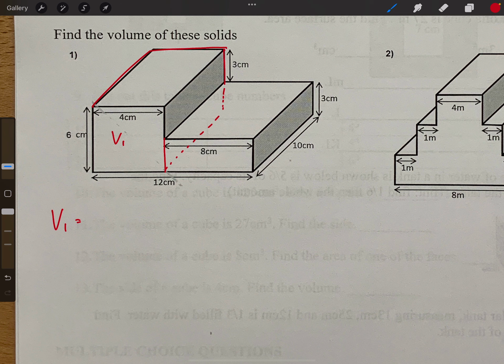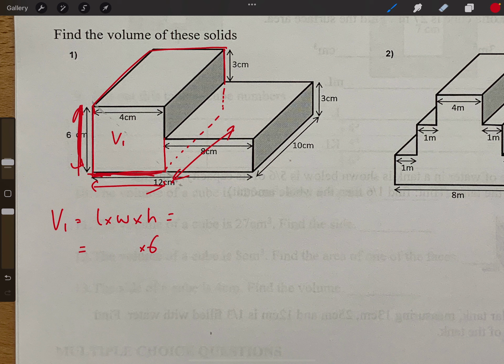What I'll do is I'm going to take this length here, times it by the height, times it by the width. So it'll be length times width times height for a rectangular prism. So we know the height is equal to 6.